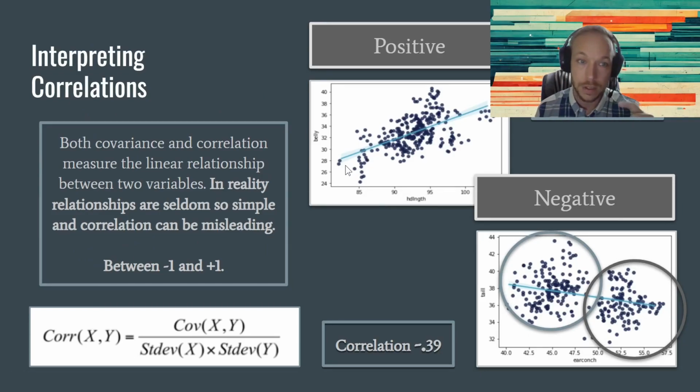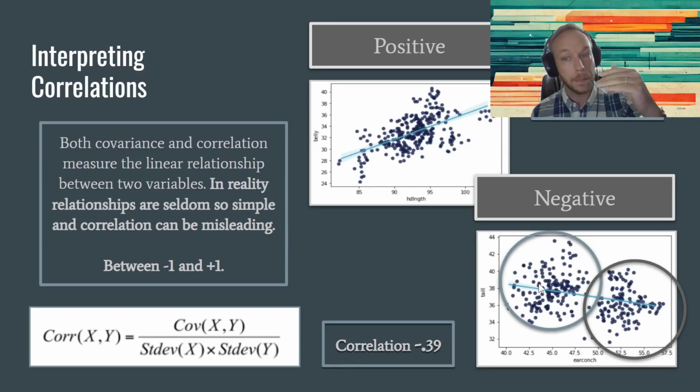We can see here that this handle length and belly has a positive correlation, goes up and to the right. It's not super tight, it's not perfect. It definitely goes up and to the right. We can see here we get a negative correlation in the bottom right here. It goes down and to the right. Now, if we looked at this as a whole, it looks like it goes down and to the right.